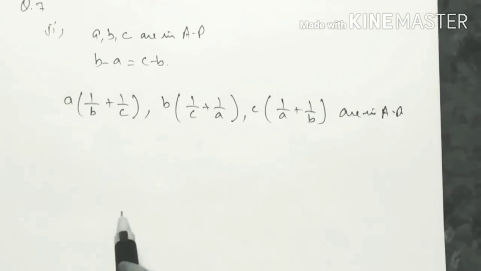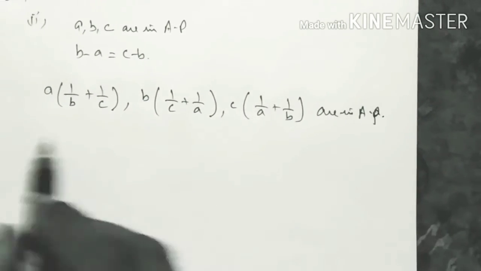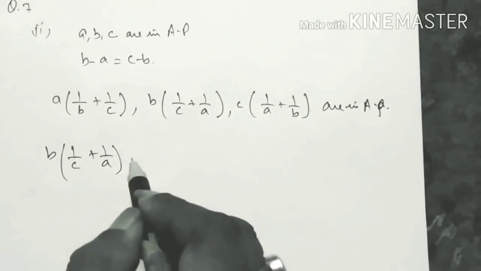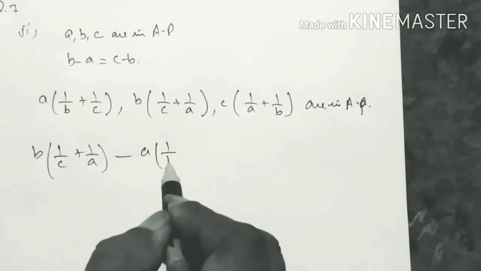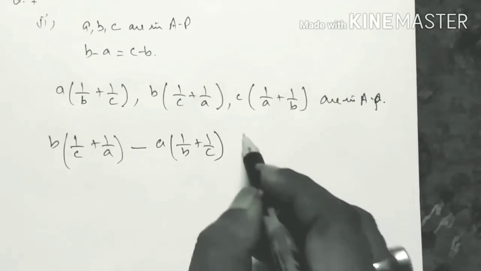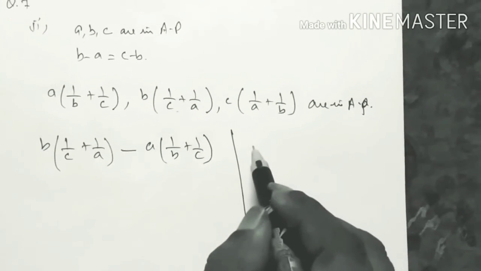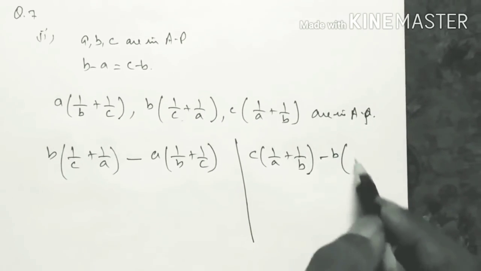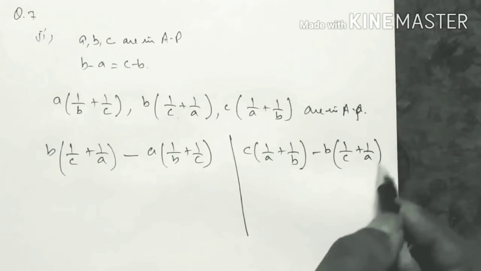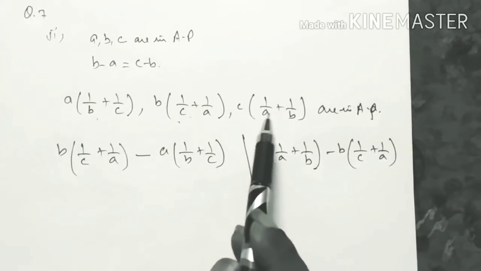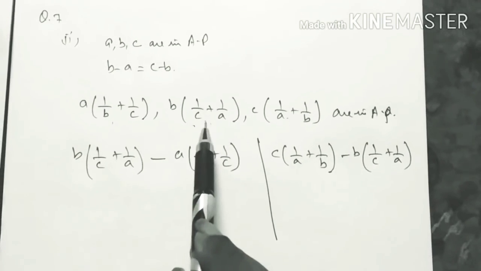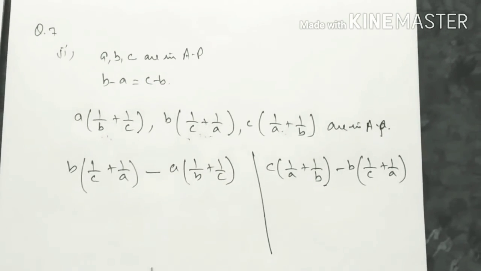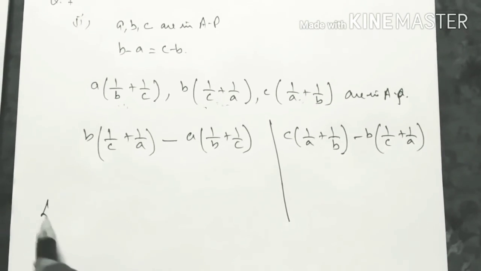So again, I'm going to do it this way. The terms are A bracket 1 by B plus 1 by C, B bracket 1 by C plus 1 by A, and C bracket 1 by A plus 1 by B, and second minus first, again C bracket 1 by A plus 1 by B minus B bracket 1 by C plus 1 by A. So second minus first is equal to third minus second. If I can show that second minus first is equal to third minus second, then I can say that these three terms are in AP. Let me take left hand side.